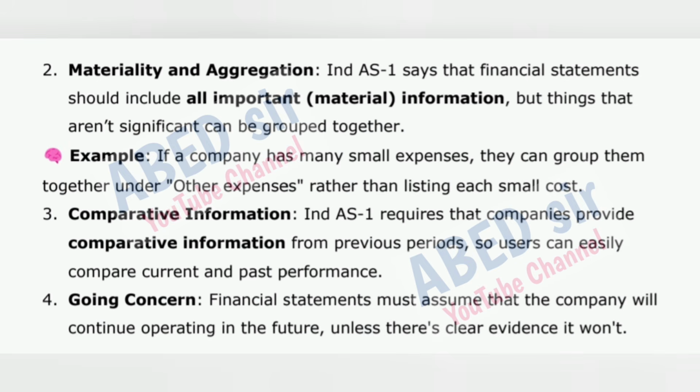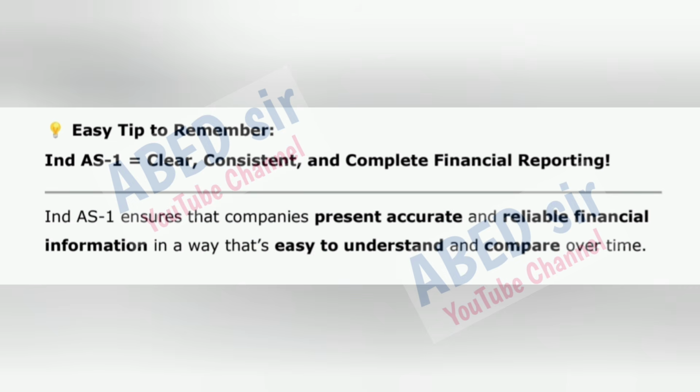IND AS 1 requires that companies provide comparative information from previous periods so users can easily compare current and past performance. 4. Going concern. Financial statements must assume that the company will continue operating in the future unless there's clear evidence it won't. Easy tip to remember: IND AS 1 is equal to clear, consistent, and complete financial reporting.